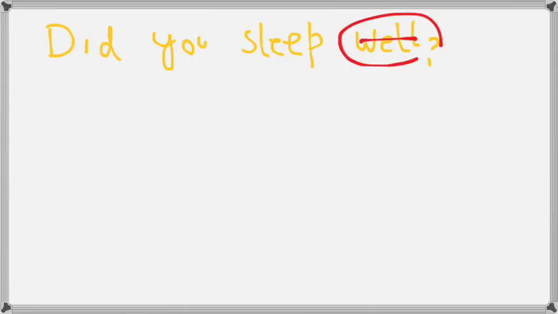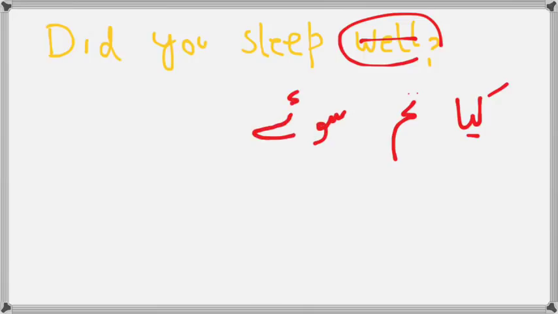Did you sleep? And let's suppose we want to ask, did you sleep well? So did you sleep? क्या तुम सोए? If we are asking from a younger person or in an informal environment, we say क्या तुम सोए? And please note the spelling.